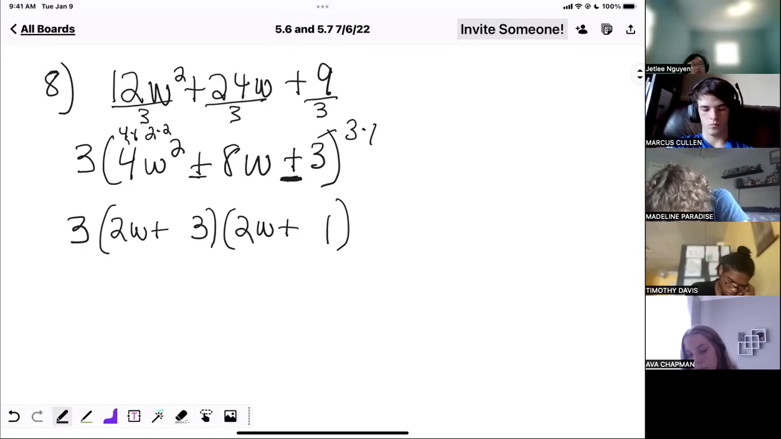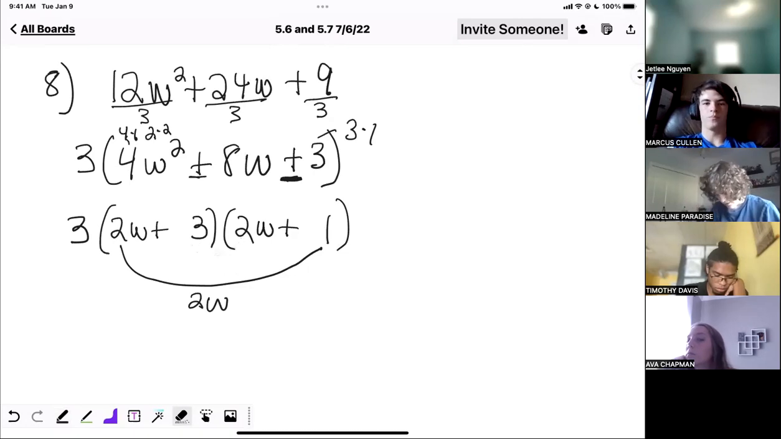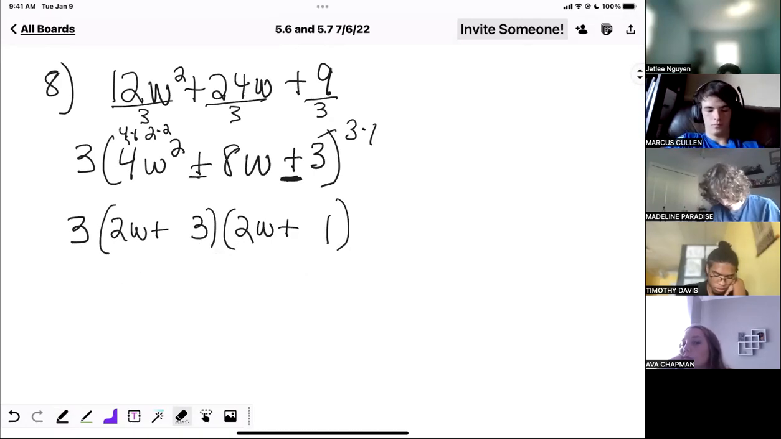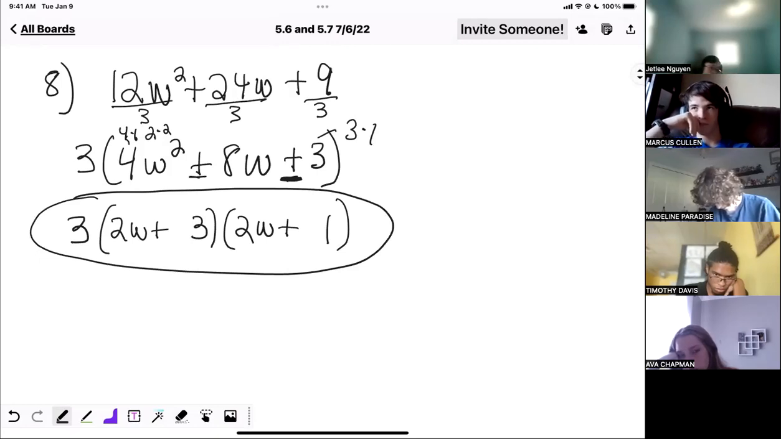2 and 2. 2 times 1 is 2W. 3 times 2 is 6W. If I add them together, I get my 8W. So this is my answer. And like I said, this is a process. It's a learning process. Eventually, you won't have to try anything. You're going to know it's 2 and 2, and 3 and 1, and put it in the right order like that.